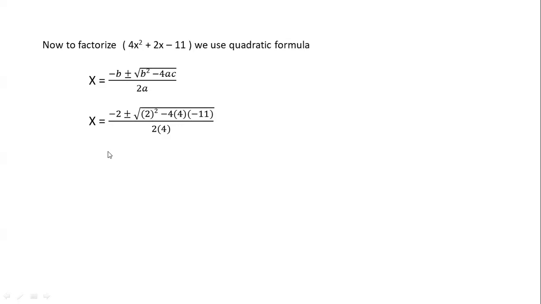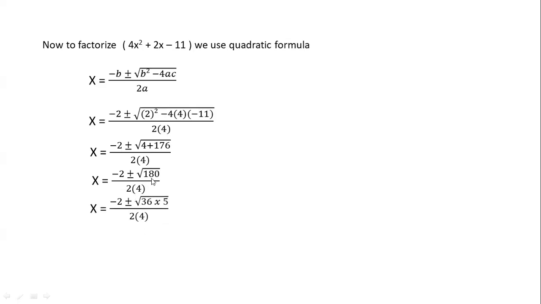So this will become x is equal to minus minus 2 plus minus root of 2 square is 4, and when you multiply this it becomes 176, minus minus will become plus, upon 2 into 4. 2a it is. A is the coefficient of x square. So it becomes 2 plus minus root of 180 upon 2 into 4. Now, 180 can be written as 36 5s are 180. So square root of 36 is 6. So you can come out of the root sign.